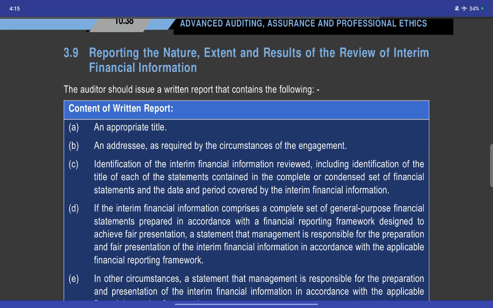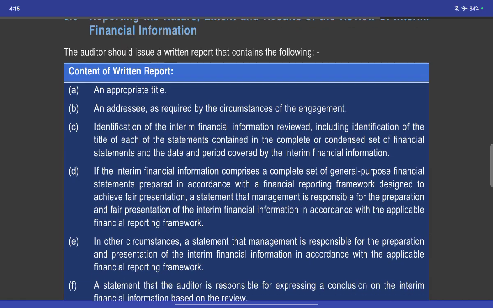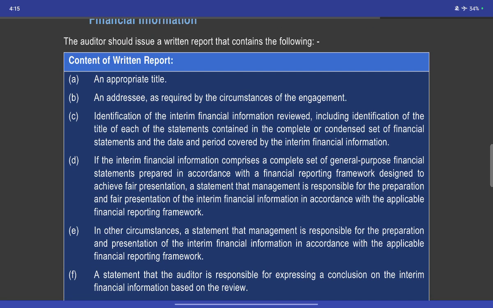Reporting the nature, extent, and result of the review of interim financial information. The auditor should issue a review report containing the following content: an appropriate title, addressee as required by the circumstances of the engagement, identification of the financial information reviewed, including identification of the title of each statement in the complete or condensed set of financial statements and the date and period covered in the financial statements.